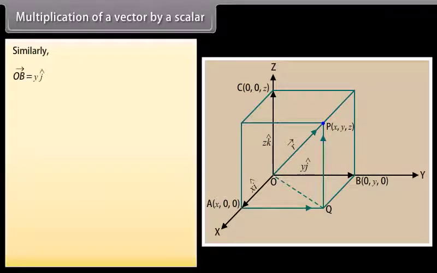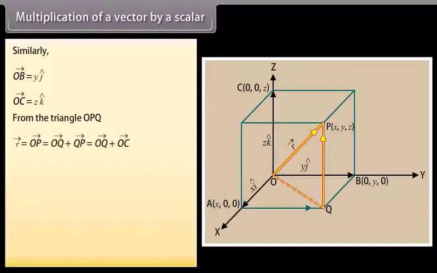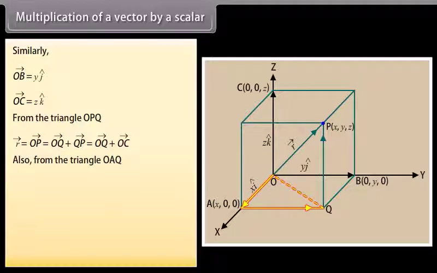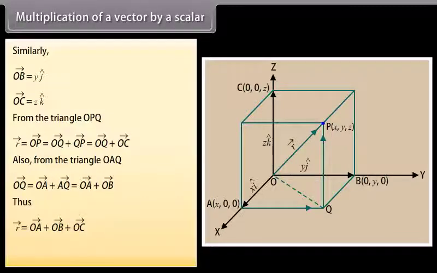Similarly, vector OB is equal to y cap j. Vector OC is equal to z cap k. From the triangle OPQ, vector R equals vector OP equals vector OQ plus vector QP equals vector OQ plus vector OC. Also, from the triangle OAQ, vector OQ equals vector OA plus vector AQ equals vector OA plus vector OB. Thus, vector R equals vector OA plus vector OB plus vector OC. Vector R equals x cap i plus y cap j plus z cap k.